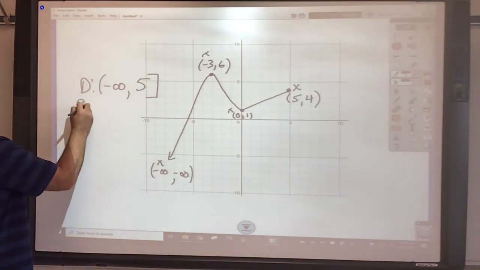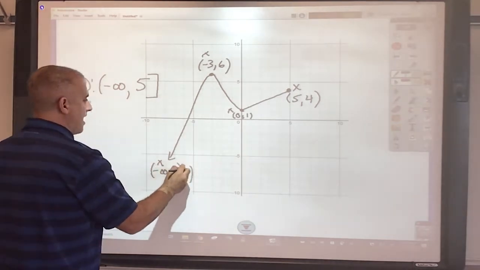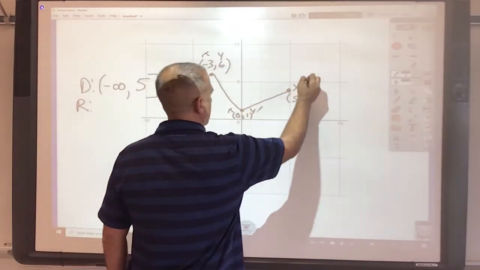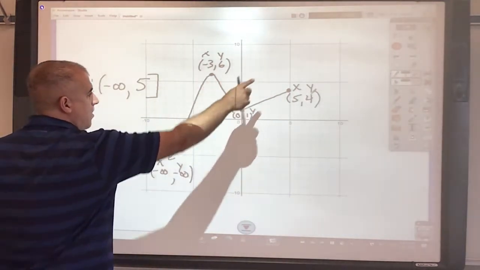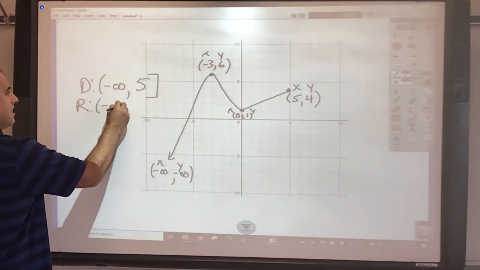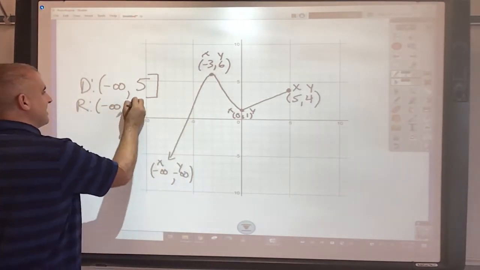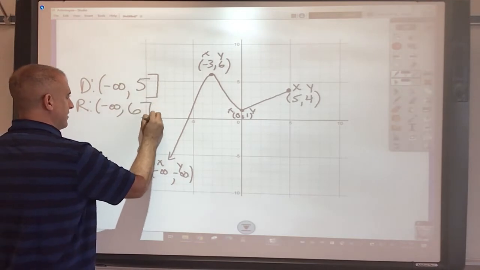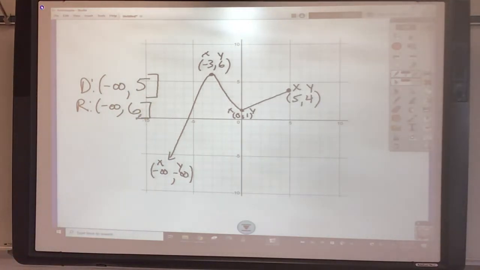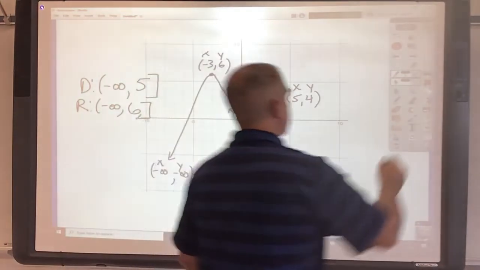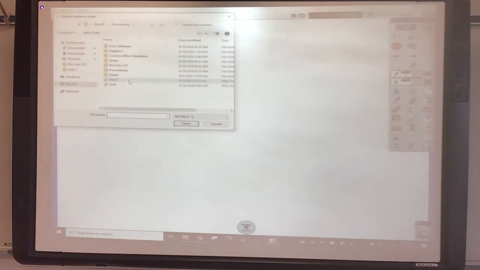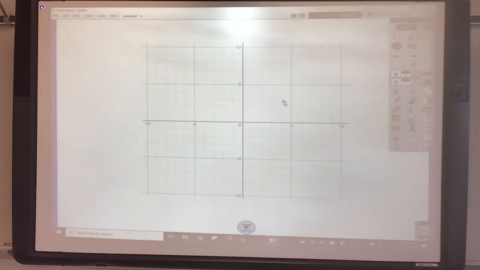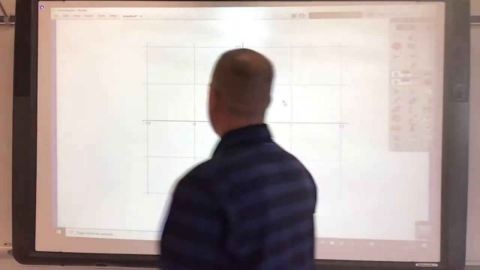My range. Now I'm going to look at the y values. My smallest y value of all those is negative infinity, and the biggest one is 6. Since 6 is at a point, it would be a closed bracket. Okay? Let's do one more example.